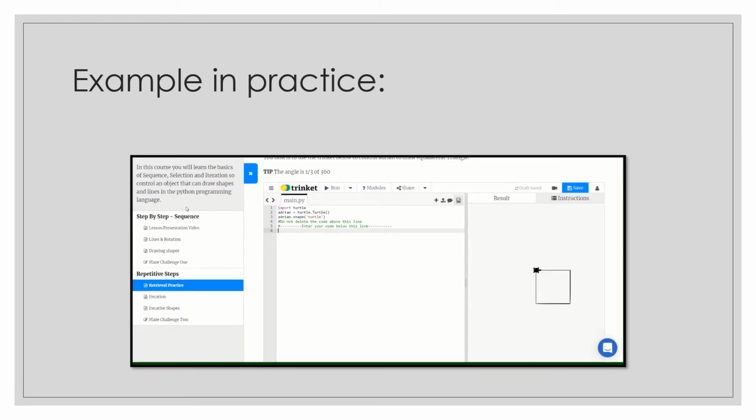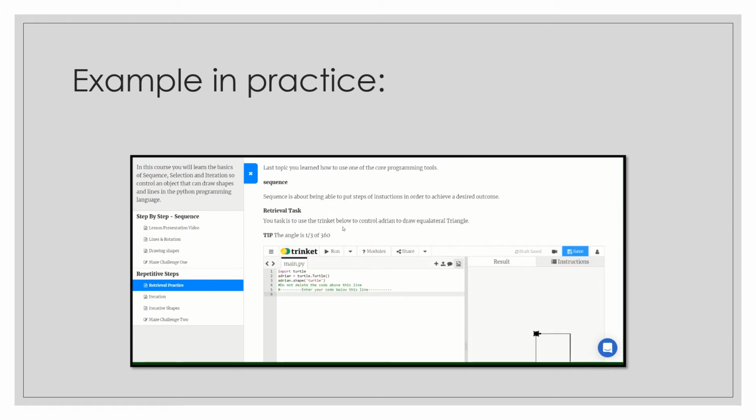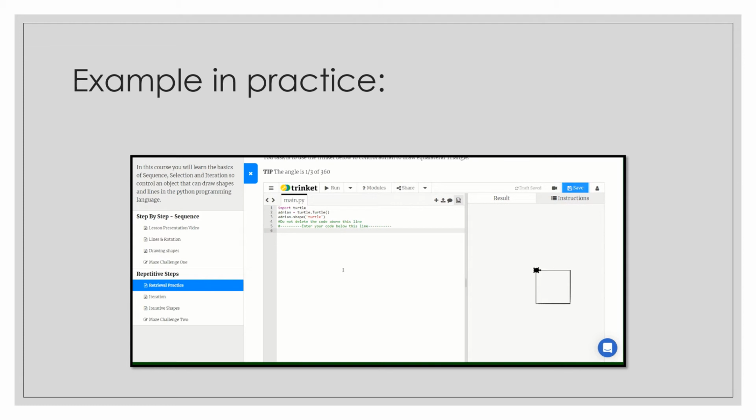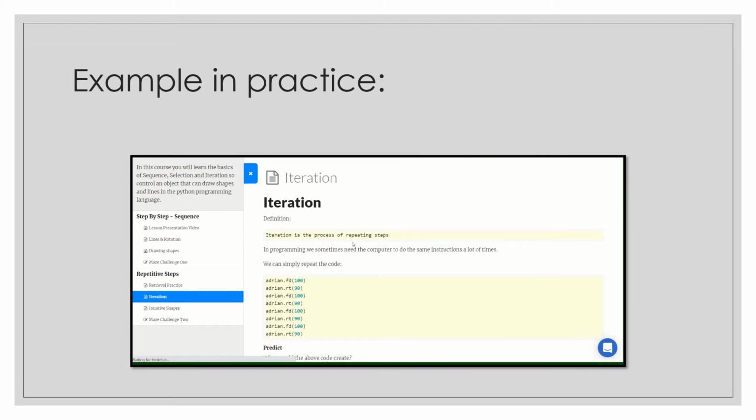Okay, so we've done the retrieval practice. We've had a chance to create an equilateral triangle, not a square like it's on the screen here. Our next part is moving into the iteration section of the course. Now in this section, what you need to do is to understand that we can repeat steps of code. For example, in here we're making Adrian draw a square, but he's doing the same thing 4 times. He's moving forward 100 and he's turning right by 90.